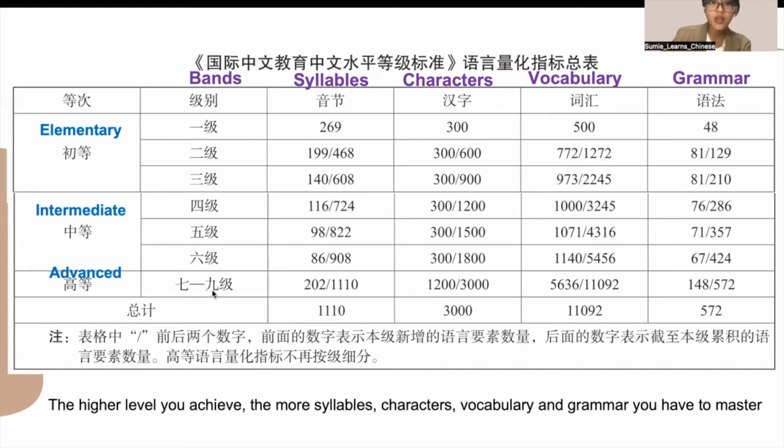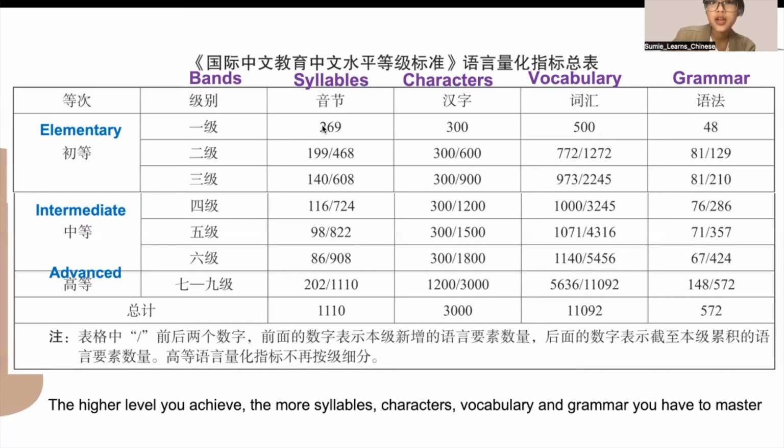If you want to get the highest level, I mean the advanced level, in total, you will have learned more than 1,000 syllables, 3,000 characters, 11,000 vocabulary, and more than 500 sentence structures and grammars. So you can see that the higher the level you want to get, the more difficult it could be. Maybe some Sumie learners have a question. What does the slash mean, right? Actually, that means, okay, take the elementary level as an example.